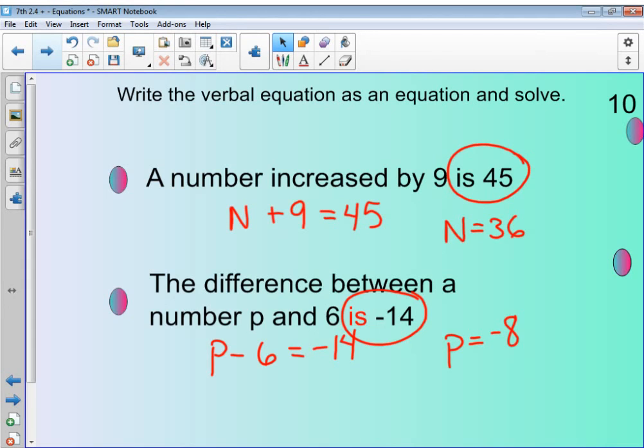That's it for this lesson. So the key thing on these last few is just understanding words that are most commonly used. For addition, it might be sum, increased. For subtraction, it's usually difference, subtracted by, decreased by, things like that.